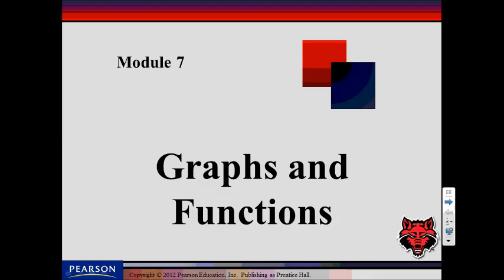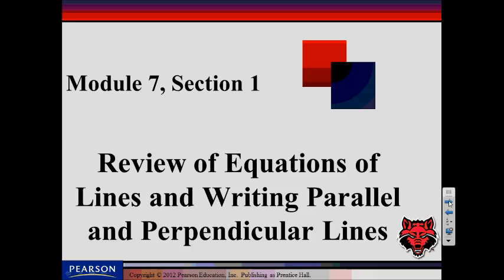We will discuss graphs, functions, and equations. In Module 7, Section 1, our focus will be a review of equations of lines and writing parallel and perpendicular lines.